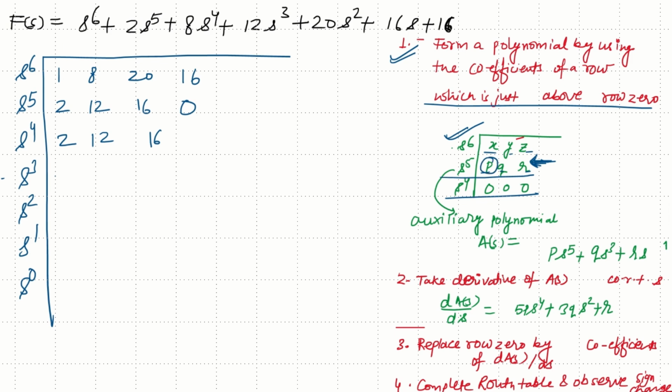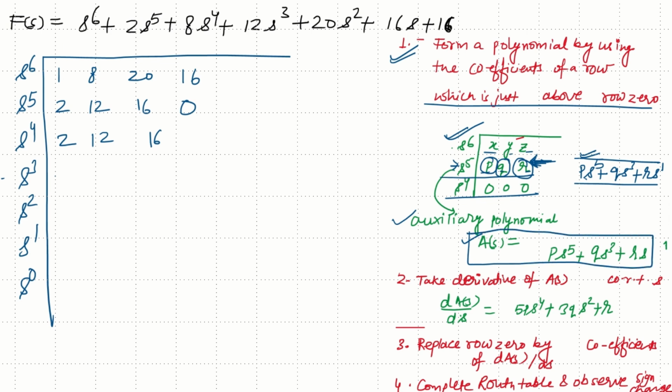The coefficient p will be multiplied by the highest power, which is s to power 5. So p is multiplied by s to power 5 plus, since we take alternate coefficients in a Routh table, the next coefficient q will be multiplied by s to power 3, the next alternate power of s, and r will be multiplied by the next power, s to power 1. This is how we form the auxiliary polynomial, known as the auxiliary polynomial A(s). So we first form the auxiliary polynomial by considering the coefficients just above the row of zeros.